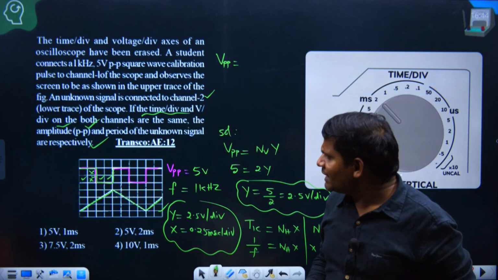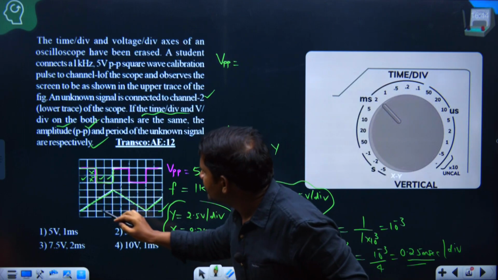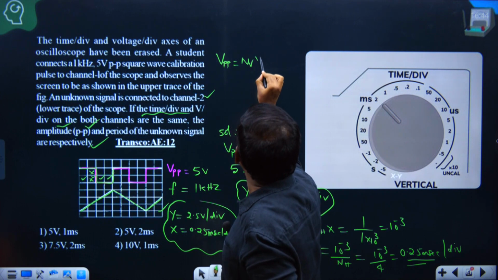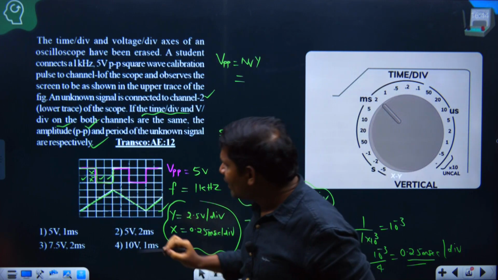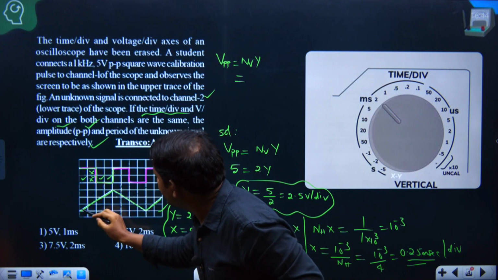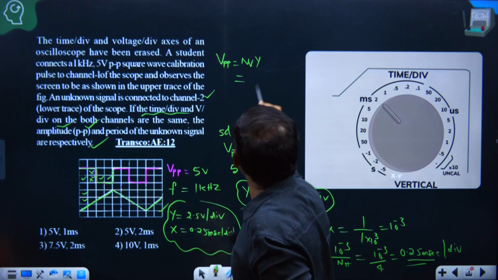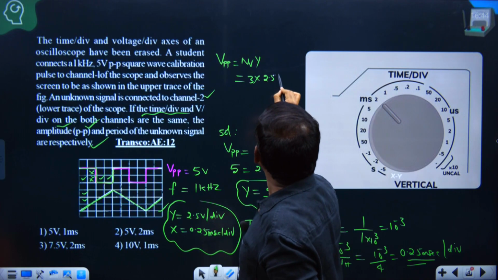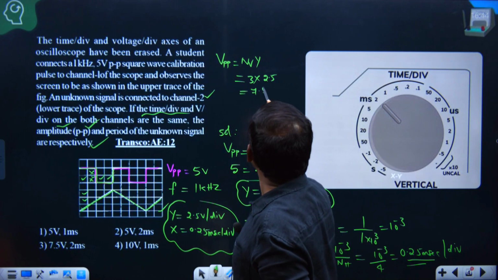To calculate the peak to peak voltage of the unknown signal, you calculate the number of vertical divisions. The formula is NV into Y only. How many vertical divisions are occupied by the unknown waveform? This is 1, 2, 3. That is 3 into the Y setting, 2.5, which is equal to 7.5 volts.